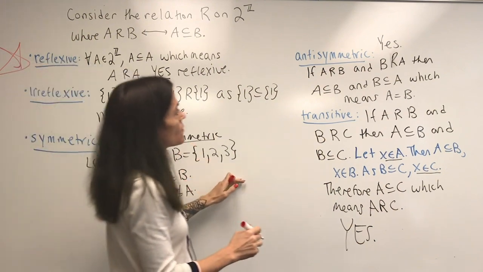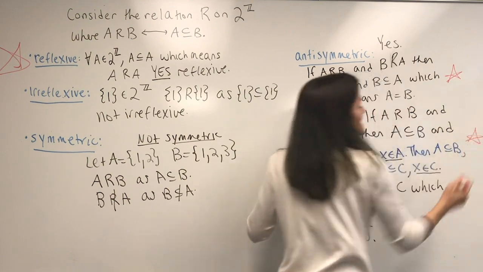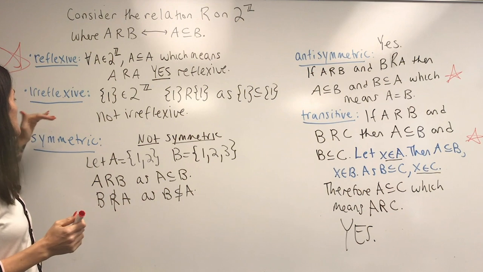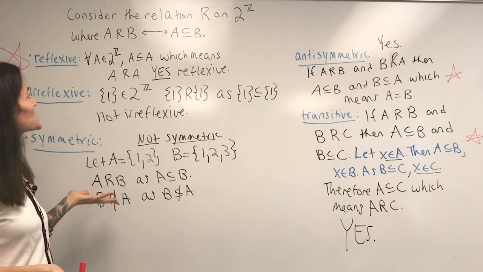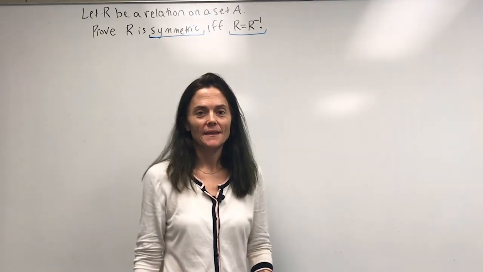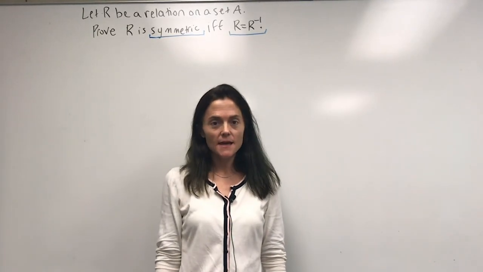No, no. It was antisymmetric, and it was transitive. It is not an equivalence relation because we're missing symmetric, but it is a relation satisfying these three properties. Now we take R to be a relation on a set.